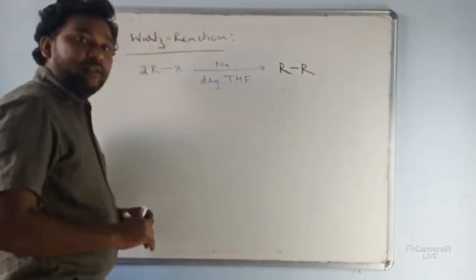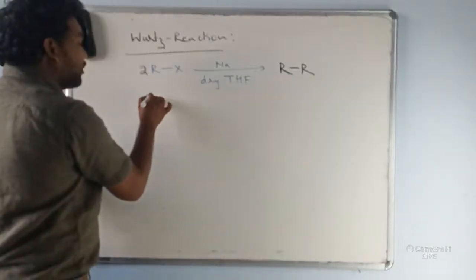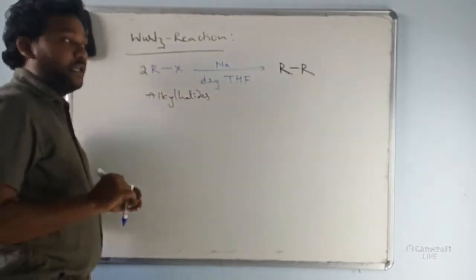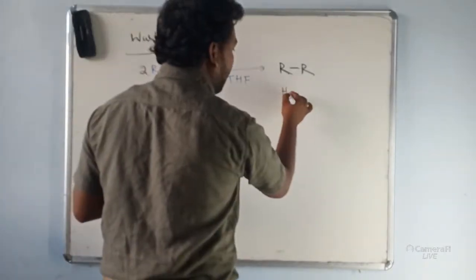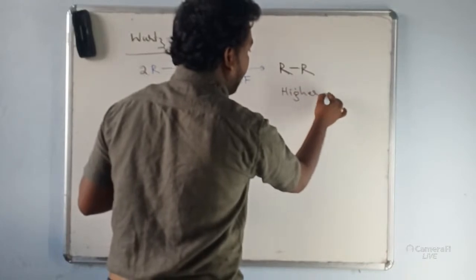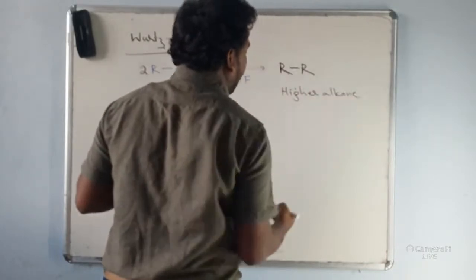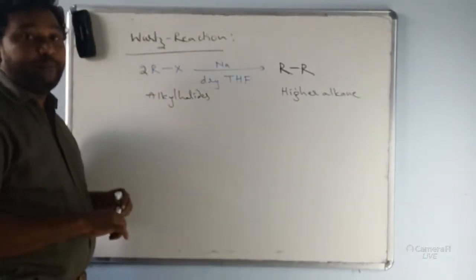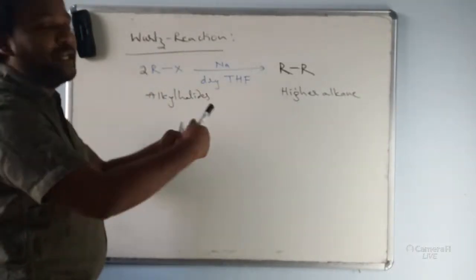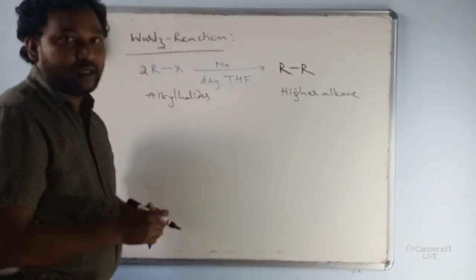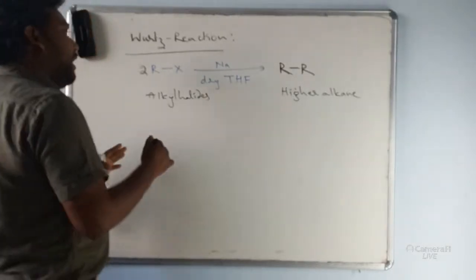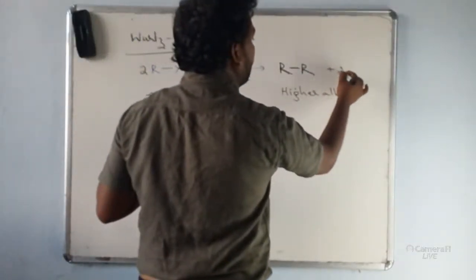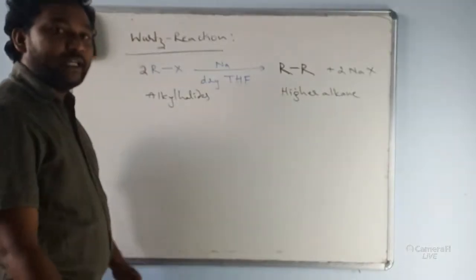Now see what the reactants are. Reactants are alkyl halides, and the products are the higher alkanes. Higher means the product will contain more carbon atoms than the reactant molecule. Since the product is an alkane, it is called a higher alkane. And then what is the byproduct here? This is generally called a Wurtz reaction.